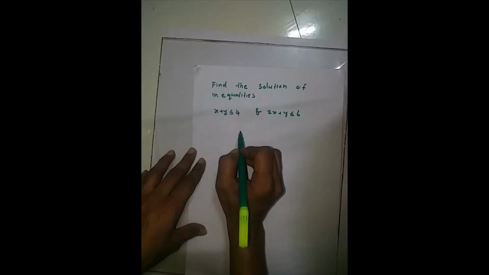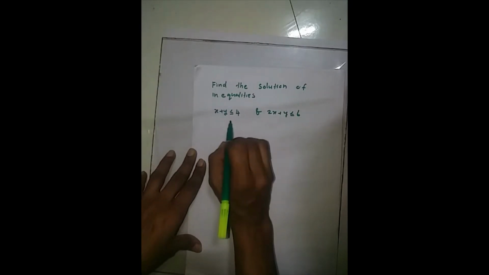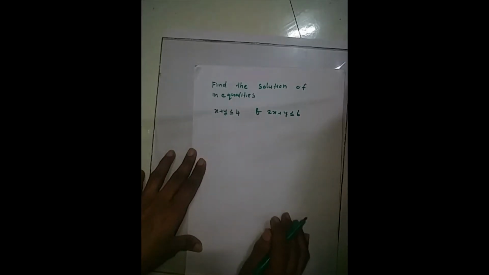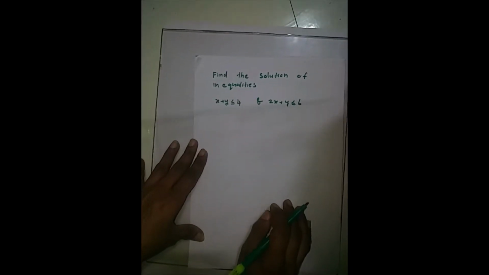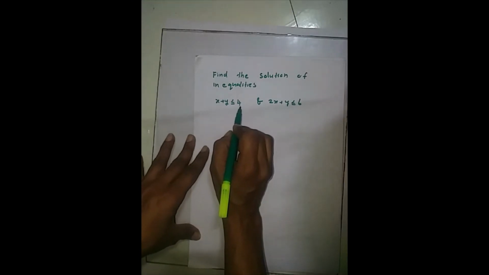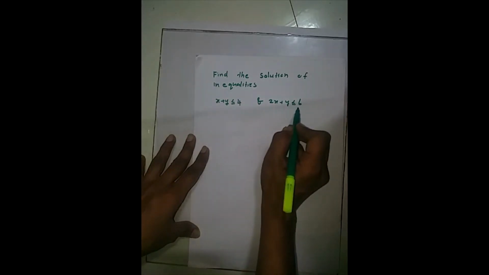Next, we are going to find the solution of two inequalities. Two inequalities are given. We have to find the common solution of these two inequalities. So here, first we will solve this inequality, then we will solve this inequality, then we will find the common solution.